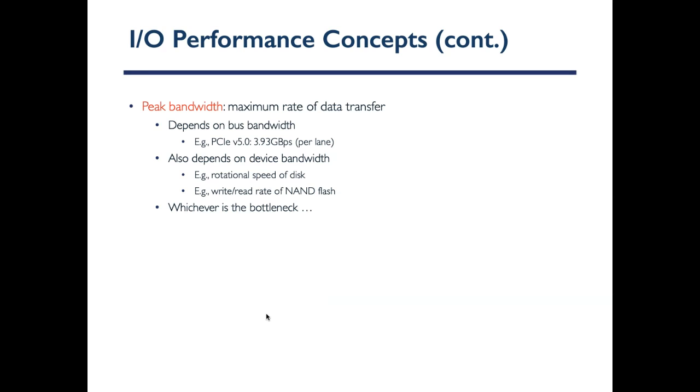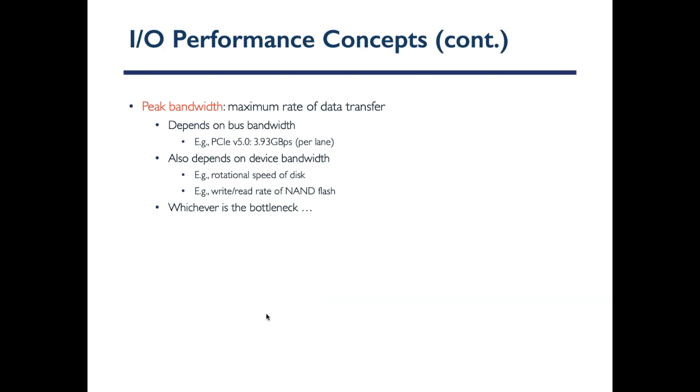The peak bandwidth is basically the maximum rate of data transfer. It would depend on mostly two things. One is the bus bandwidth, the connection. Basically, if you have a PCIe, for instance, version 5, you can transfer all the way to 3.93 gigabytes per second per lane. If you have other types of buses, they would dictate what's the maximum rate at which they can transfer data. That's the first one. The second one is what is the device's bandwidth?